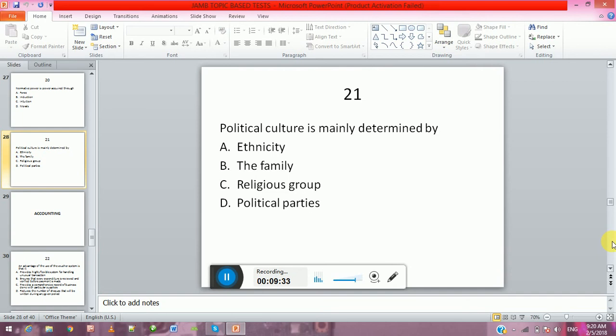Political culture is mainly determined by A. Ethnicity, B. The family, C. Religious group, D. Political parties.